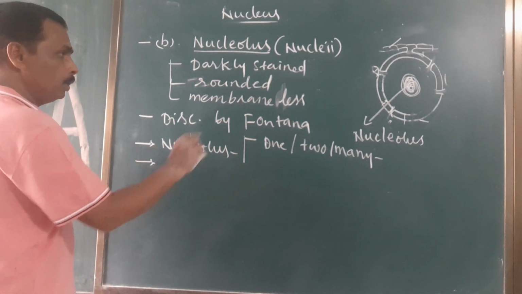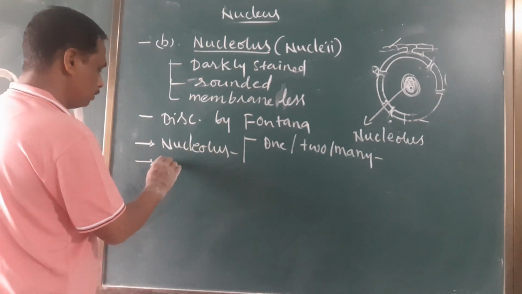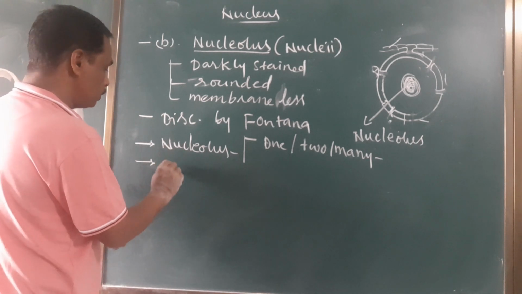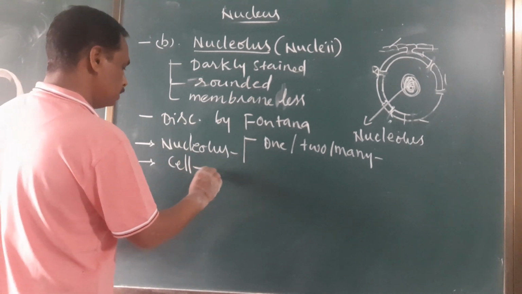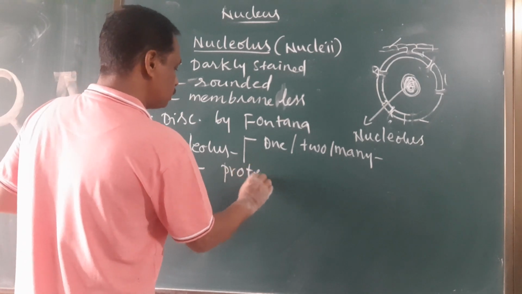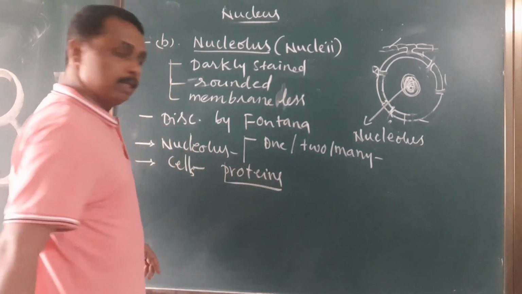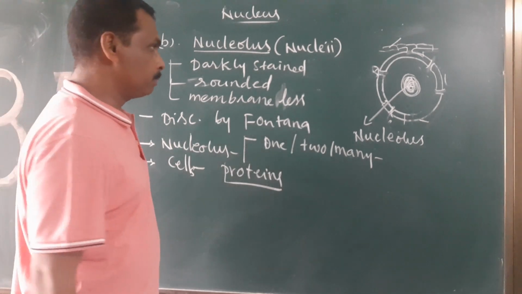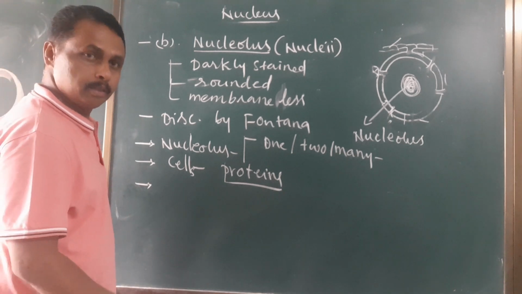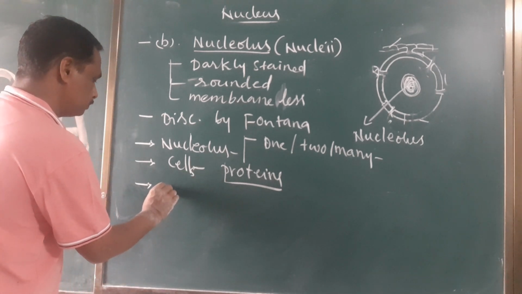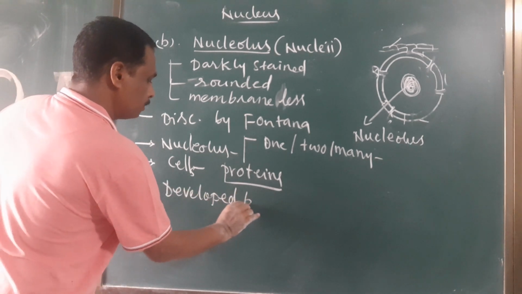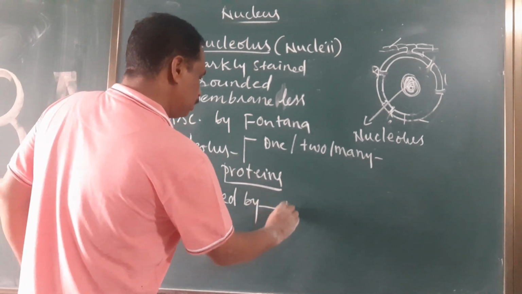Mostly the nucleoli will be more in number in cells which participate actively in protein synthesis. In such cells, a greater number of nucleoli will be present. And the nucleolus is formed, or developed, by the nuclear organizer.